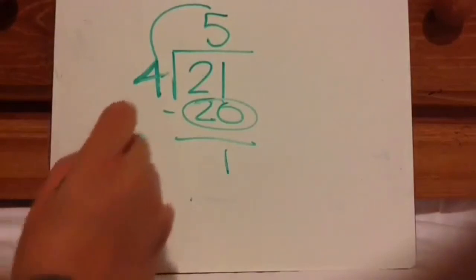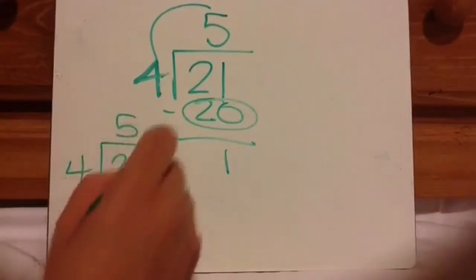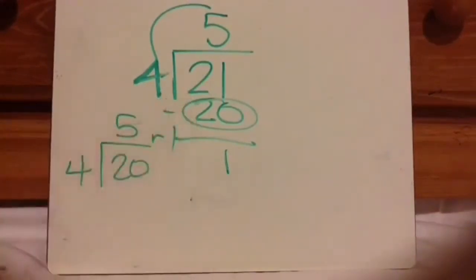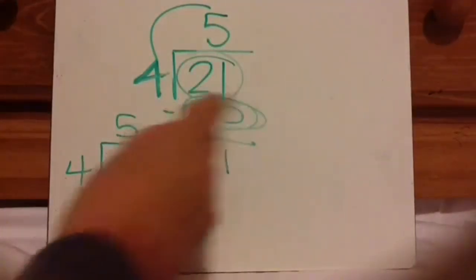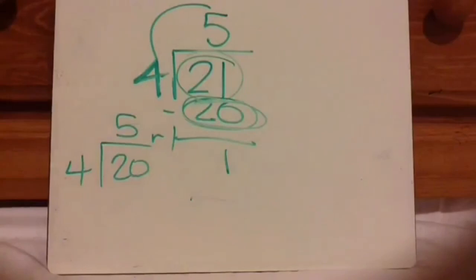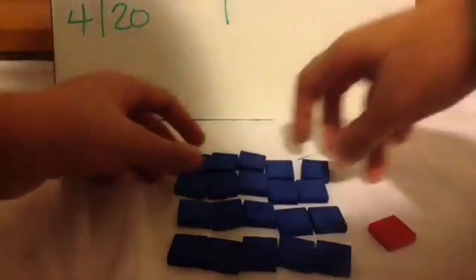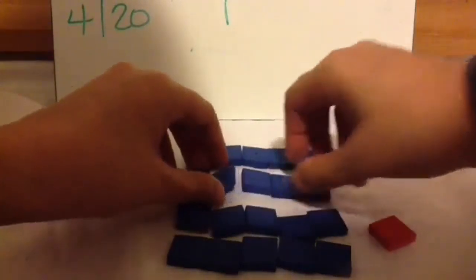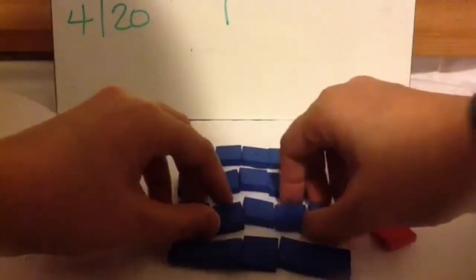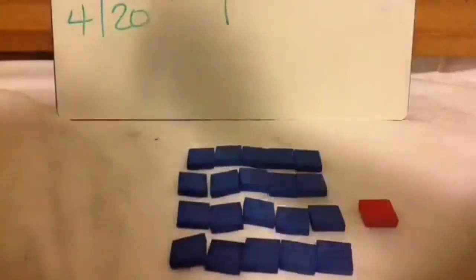So you'll have a 4 by 5 with 20 in there, and then there will be a leftover, because there's 21 total pieces, but the best you can put in an array is 20. So here's what your representation would look like in an array setup. So we said 4 rows, 5 in each row, 1 piece left over.